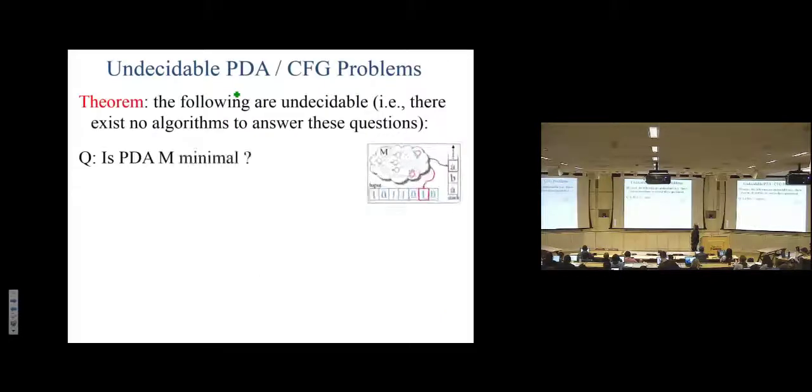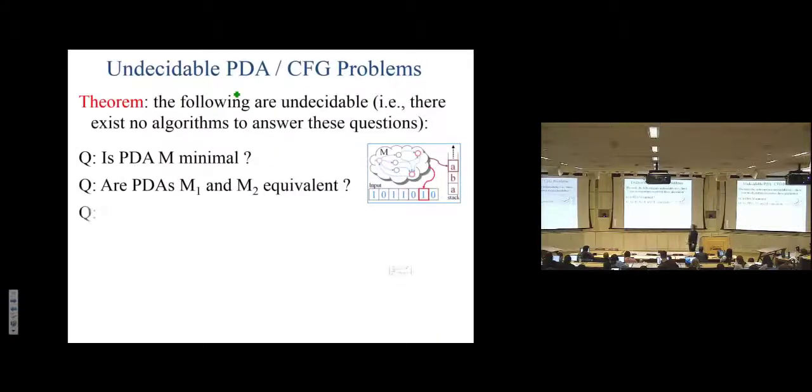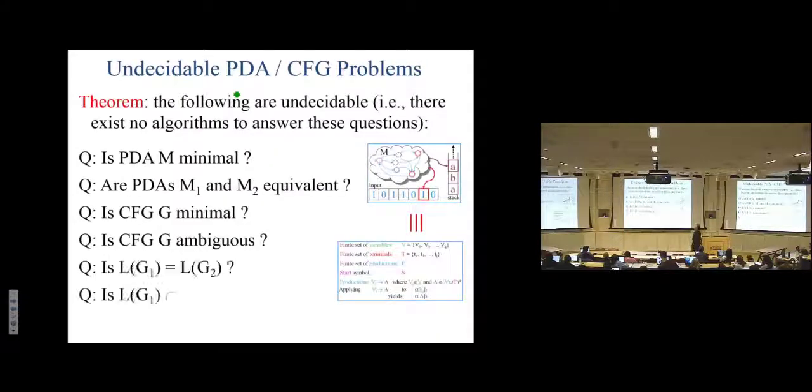Now, just so you don't think that everything is decidable, by the way, all of these are decidable. There's algorithms for all of these. If I say find algorithms for all of these things, I'm not kidding. I'm saying there are algorithms for you to find. But other properties of PDAs or context-free grammars do not have algorithms.